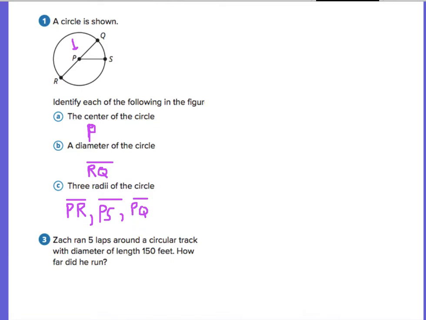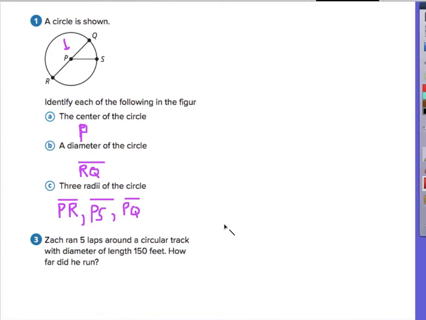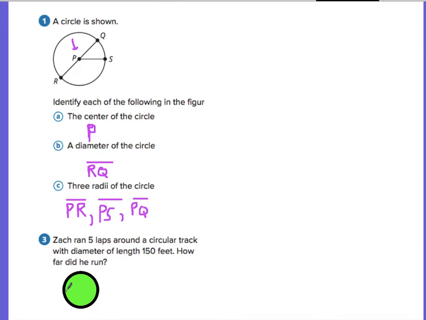Number 3 talks about Zach running 5 laps around a circular track. So to help us visualize that, it might help to draw a circle. And it says that the diameter has a length of 150 feet. So diameter all the way across through the middle is 150. We want to know how far he ran. So luckily we have circumference equals pi times diameter. For pi we're using 3.14 times the diameter, so 150.